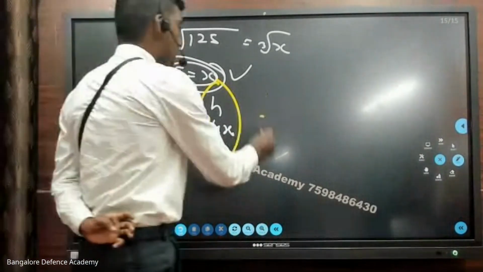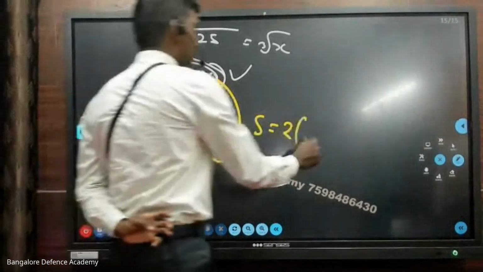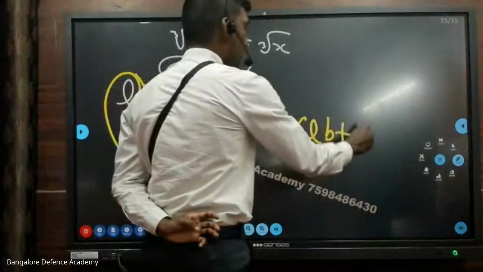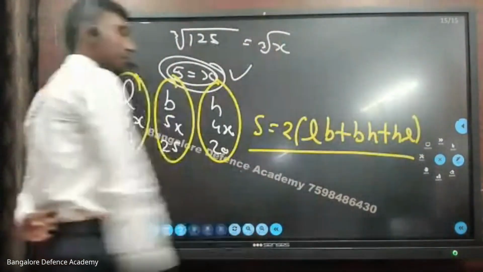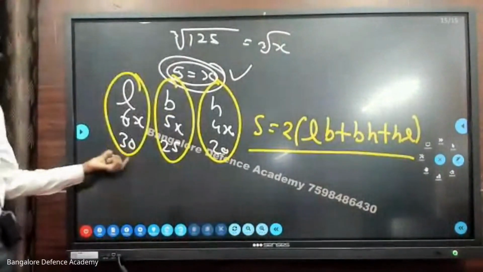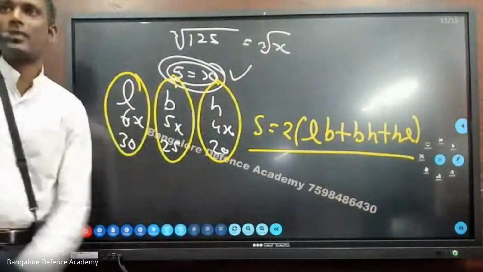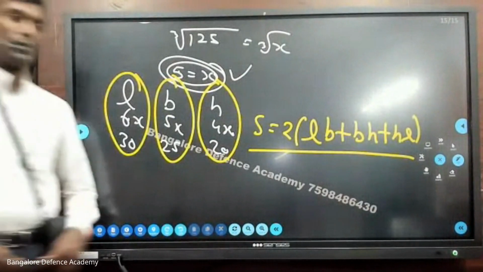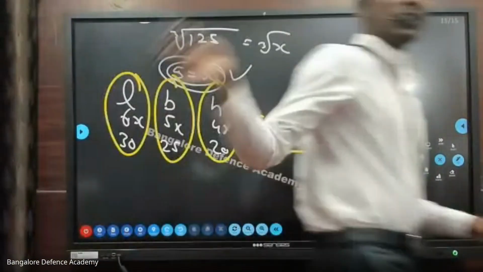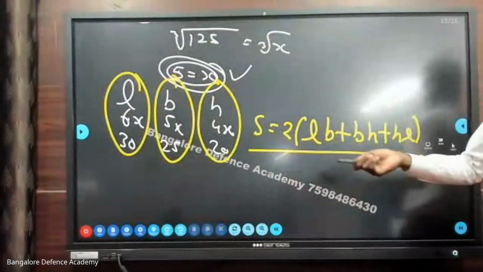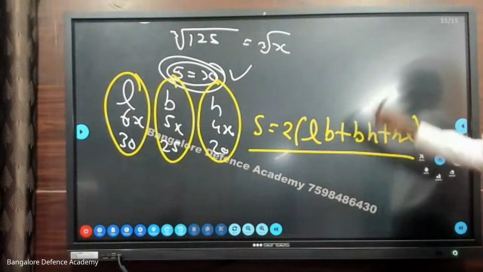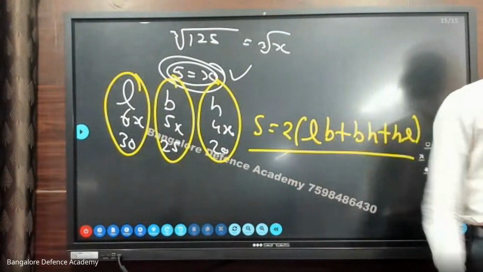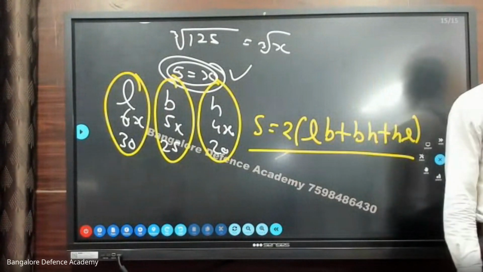Second question, they are asking the surface area. What is the formula for surface area? 2 into LB plus BH plus HL. This is the formula. So I gave you the values of length, breadth and height, put it into this and find the answer. You got the answer. सही? मेरे पहले length breadth मिला या फिर अभी मिला? So you can say ratio and proportion and volume chapter integrated.